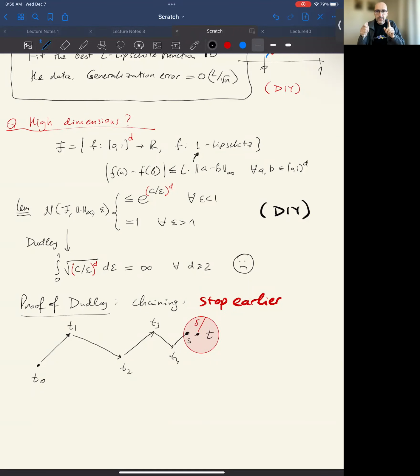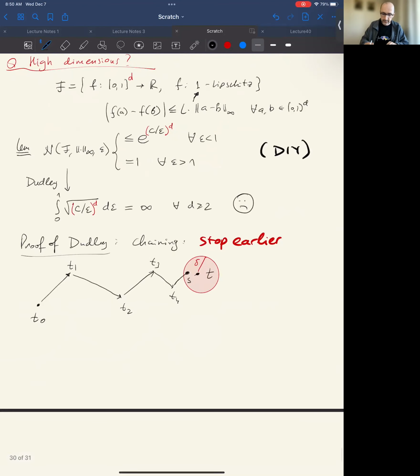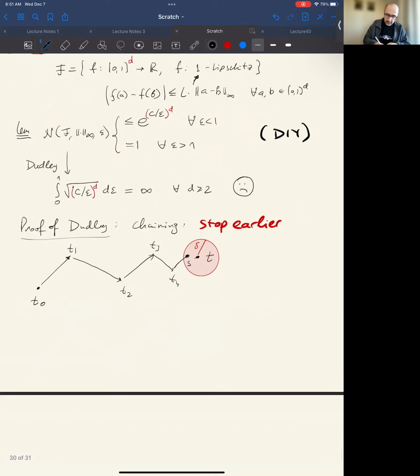Okay, so if we are already delta close to t, don't attempt to come closer, because that will make the integral diverge eventually. Just stop at the delta distance if you can. The first point at the delta distance. And then the proof of Dudley will give us the following.